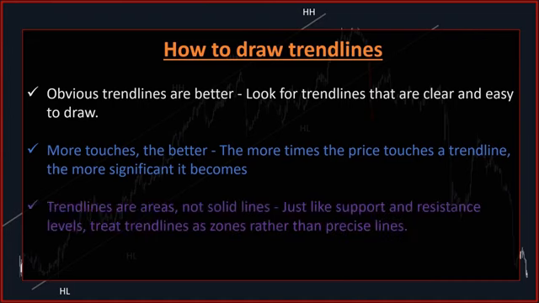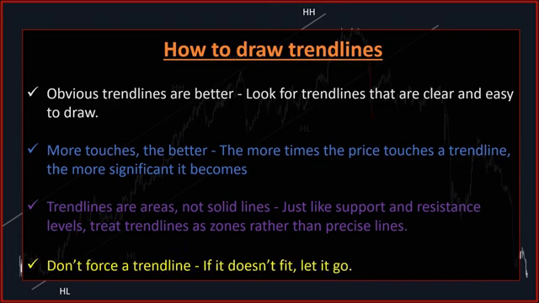Trend lines are areas, not solid lines. Just like support and resistance levels, treat trend lines as zones rather than precise lines. The price might respect the trend line perfectly sometimes, but other times it will hover slightly above or below it. Flexibility is key here. Don't force a trend line. If it doesn't fit, let it go.